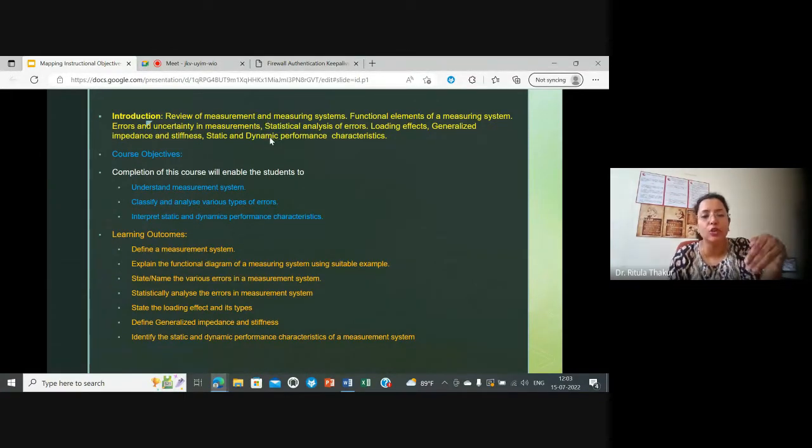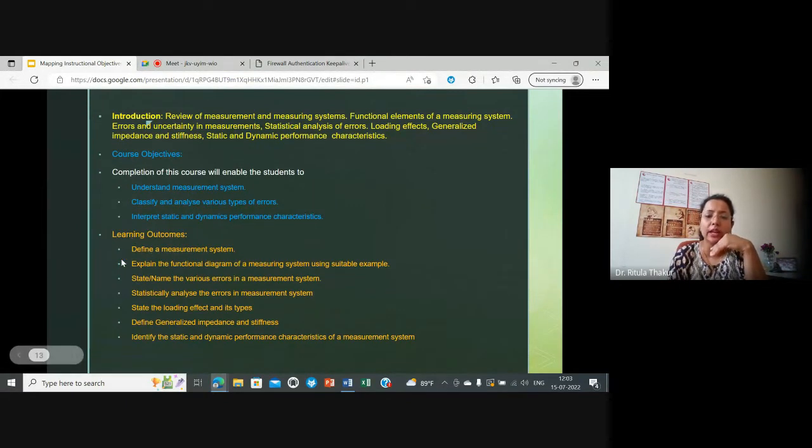Accordingly, I have 3-4 chapters. So from each chapter, I have made some of the course objectives, which will then finally make the course objectives for the whole subject.